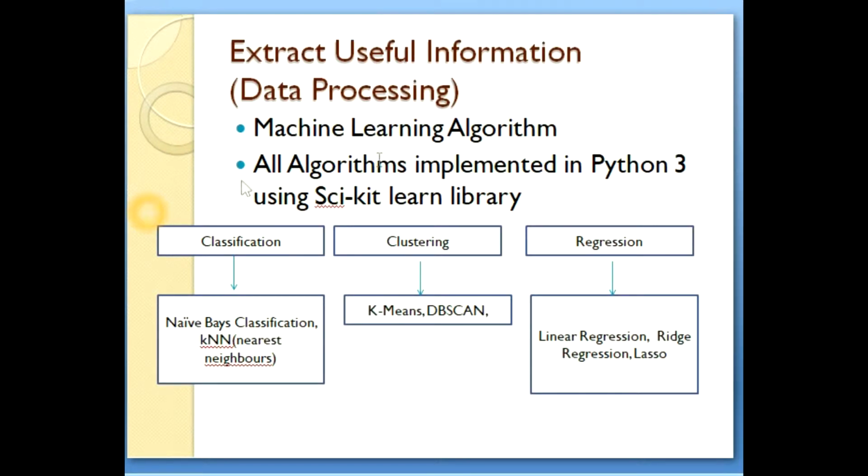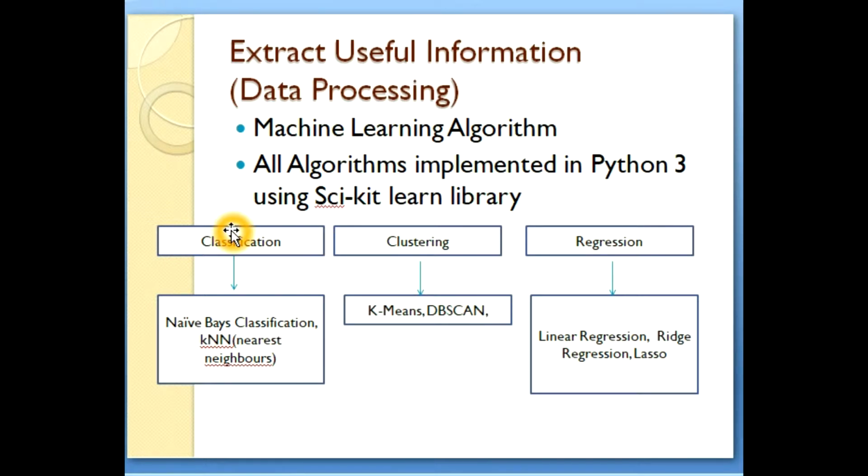The first thing we will learn is how to extract useful information, which is called data processing. In this part we will learn machine learning algorithms. Our algorithms are implemented in Python 3 using the scikit-learn library. So we will see the programs for the implementation part. First we go through the theories and then we will implement programs.